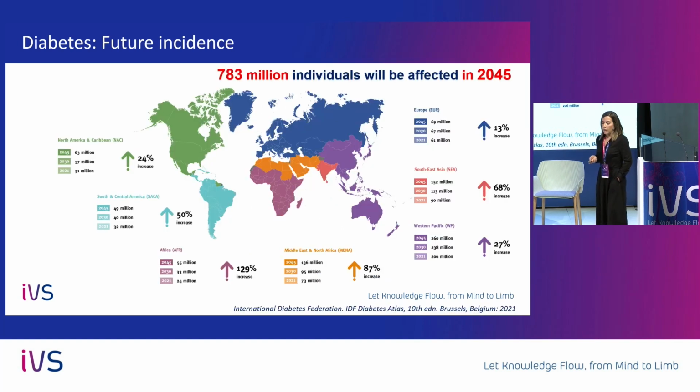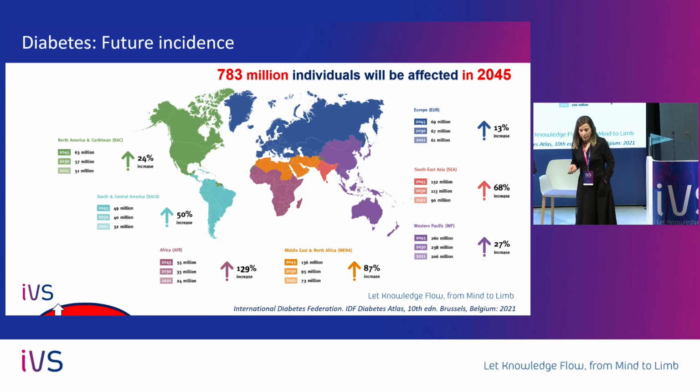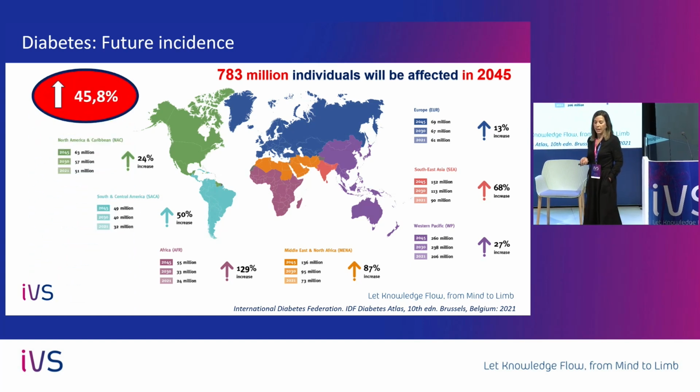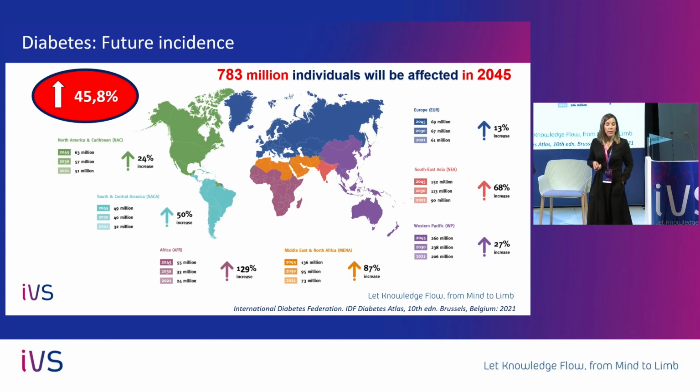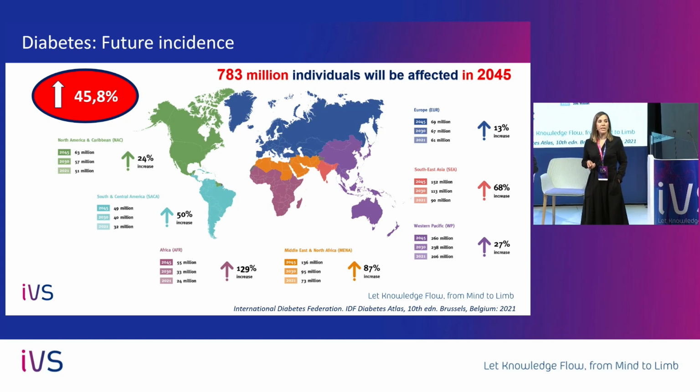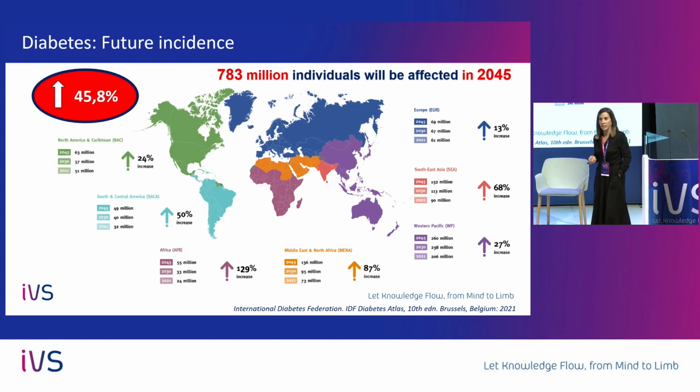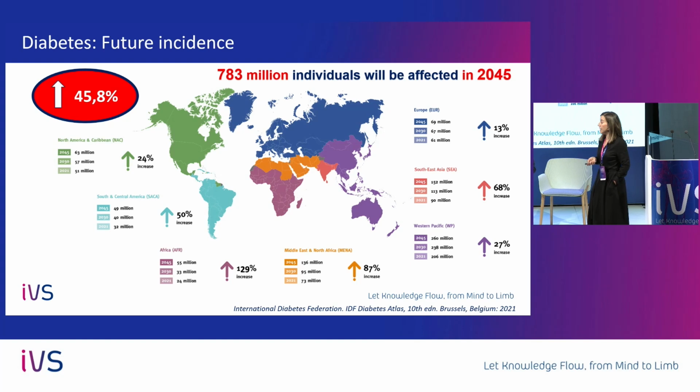So, what's going to happen in the future? Nothing is going to get better. According to the International Diabetes Federation, 783 million people will be affected in 2045. That means a 46% increase. I was completely shocked when I saw this data.